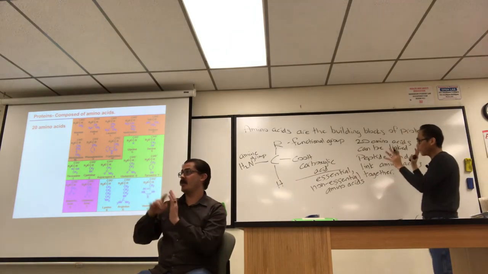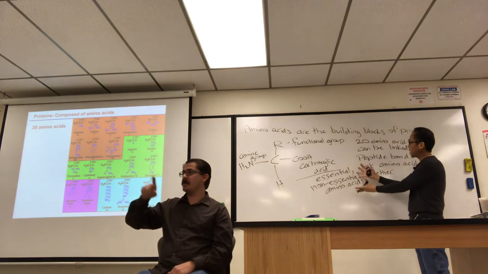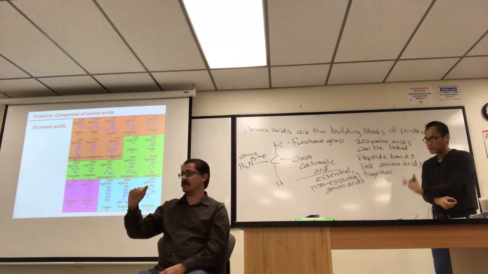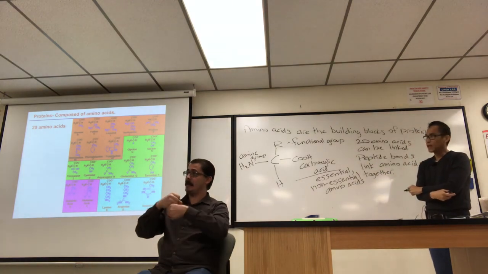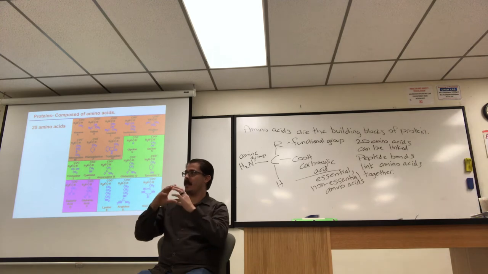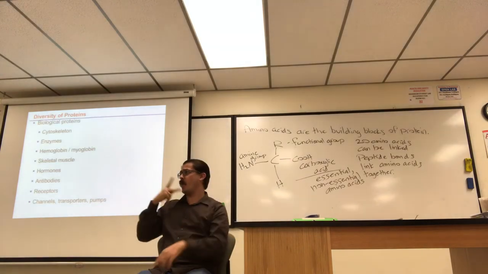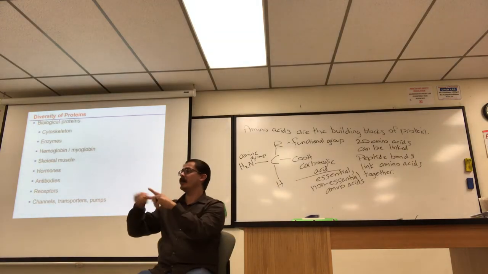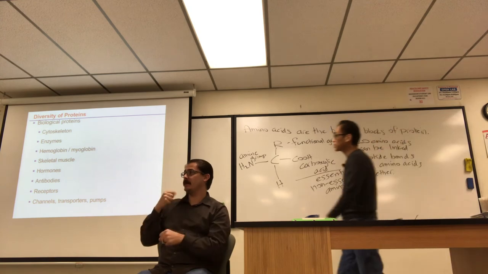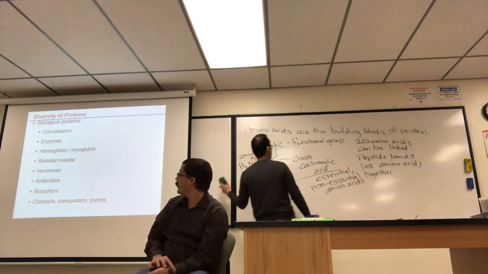But for us, just know that you have to ingest the amino acids so that the cell can make proteins and give you every kind of molecule that the cell needs. The diversity of proteins, I put a list of them here. These are all the different kinds of proteins that cells will make. And you should know these. They're all listed in the chapter here.